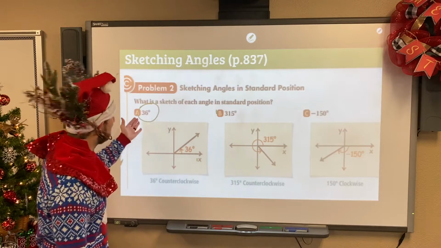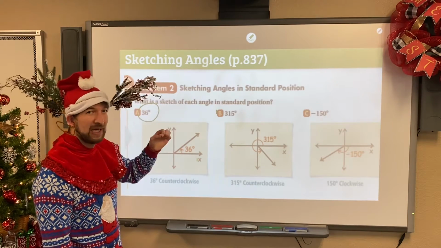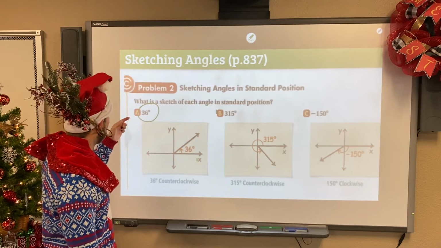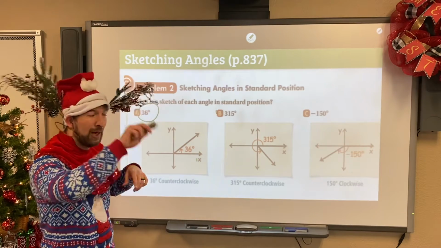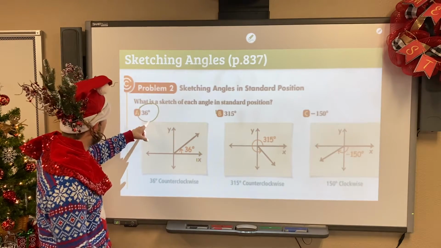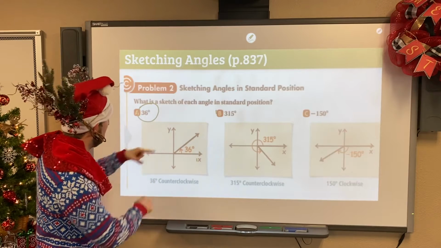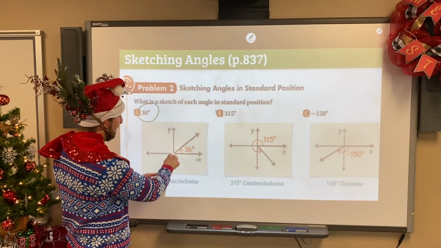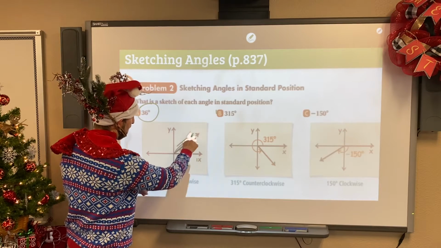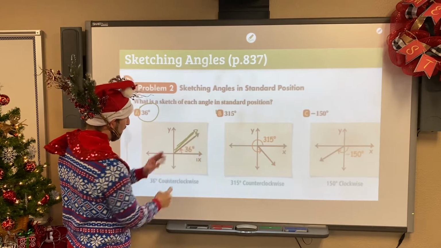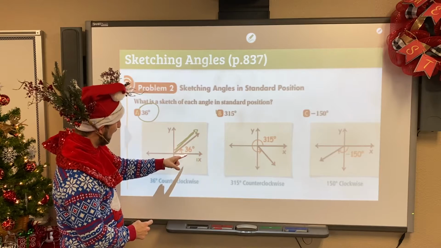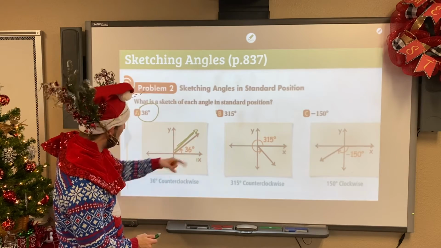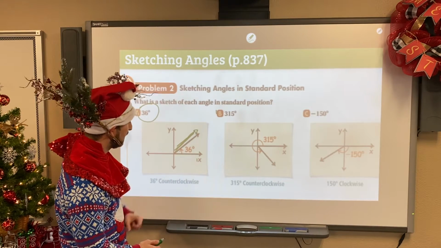So the first thing you wanna look at is, is it positive or negative? That will let you know if you're going counterclockwise or clockwise. Positive, I'm going counterclockwise, and it's 36, so I know I'm gonna be a little less than halfway between, that green line would be like the 45. I'm gonna be a little less than that, and so that would be positive 36 degrees.